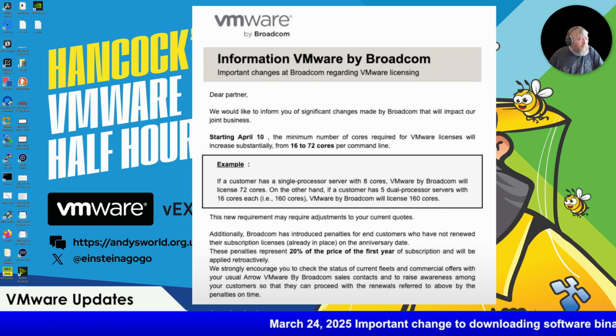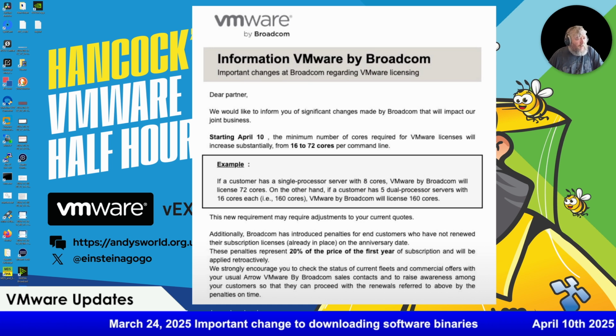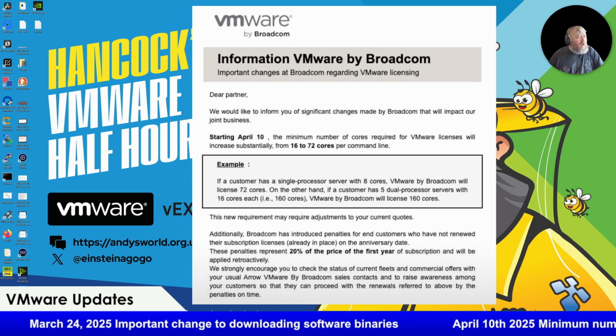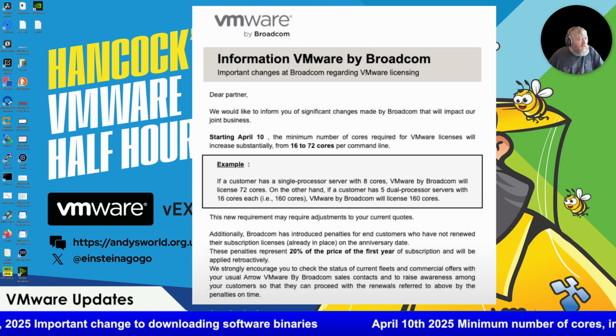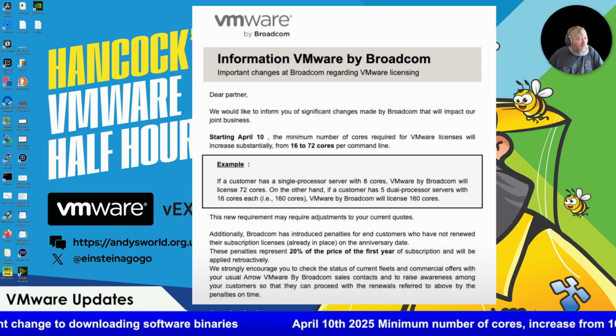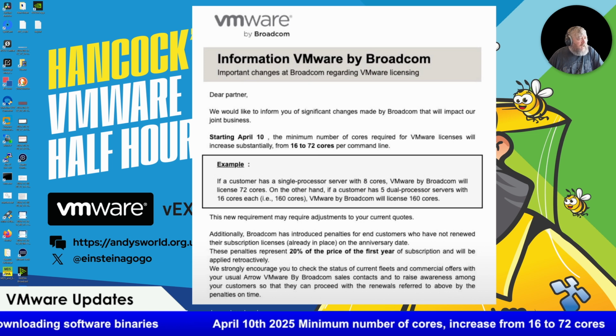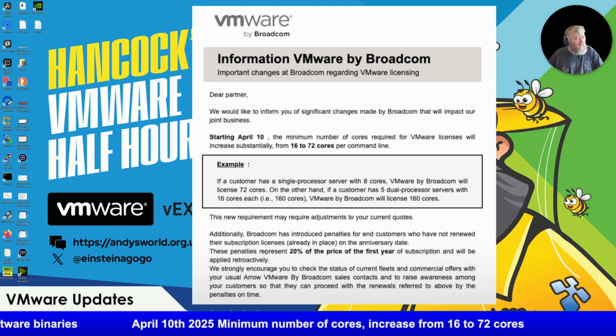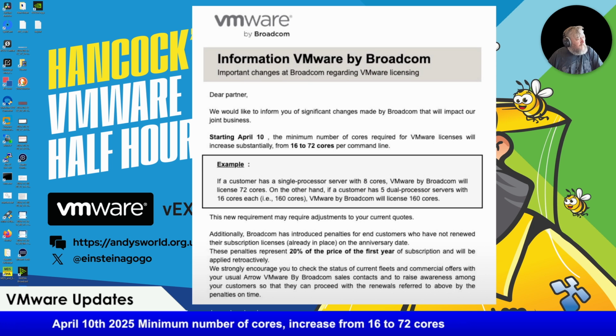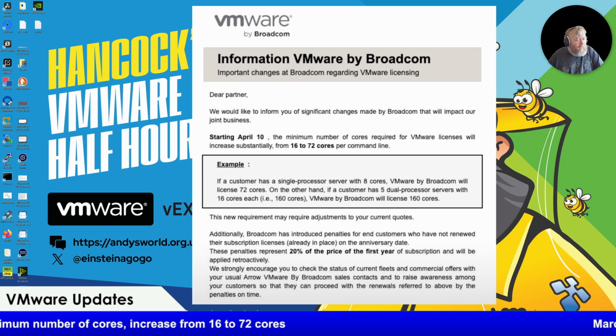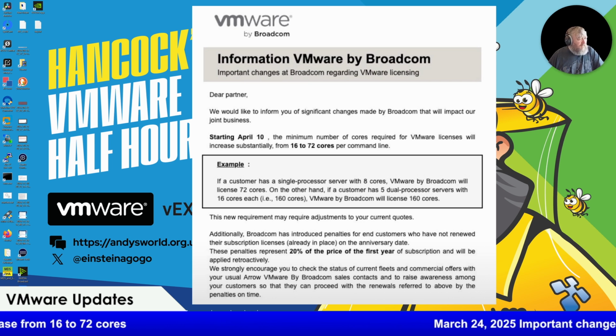Dear partner, we would like to inform you of a significant change made by Broadcom that will impact our joint business. Starting April 10th, the minimum number of cores required for VMware licenses will increase substantially from 16 to 72 per command line. Not quite sure what per command line has got to do with it there, really. Was this written by AI? I don't know. I don't know what command line has got to do with any of this.